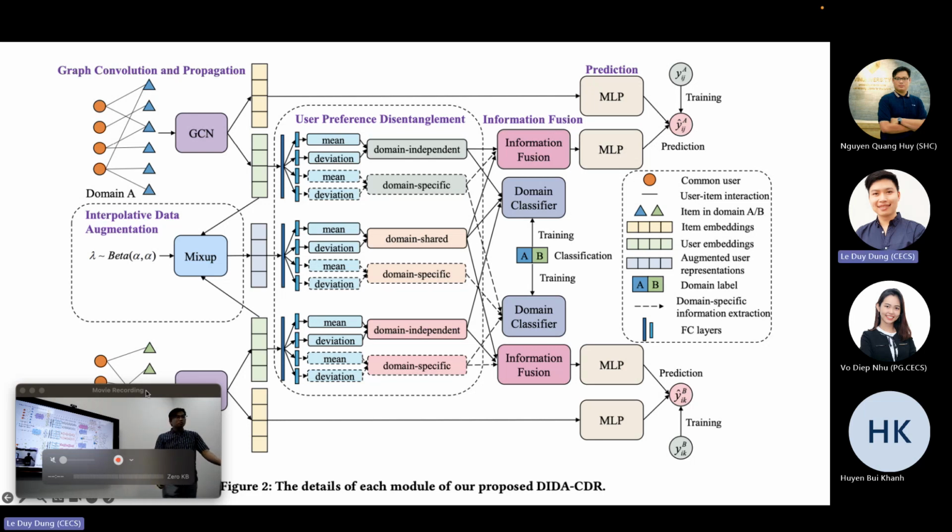So my question is why, for the input of the domain classifier, they can't use the domain specific. They have two domain classifiers. Both of them only use the domain independent embeddings, the vectors, right? Domain independent and then domain shared. They don't use the domain specific.